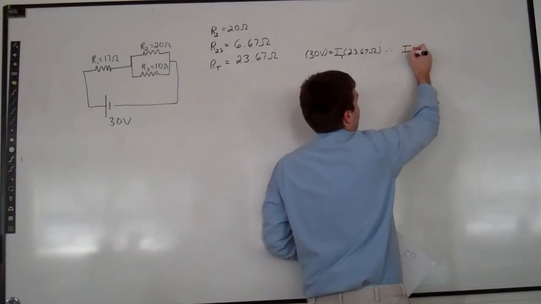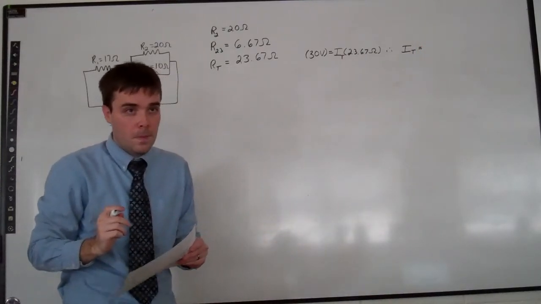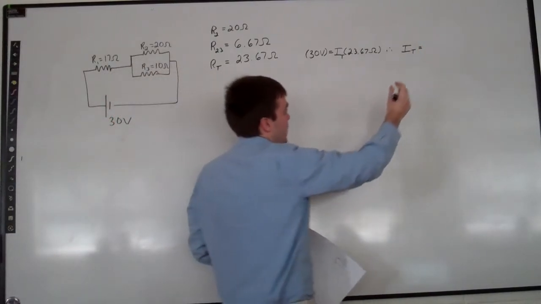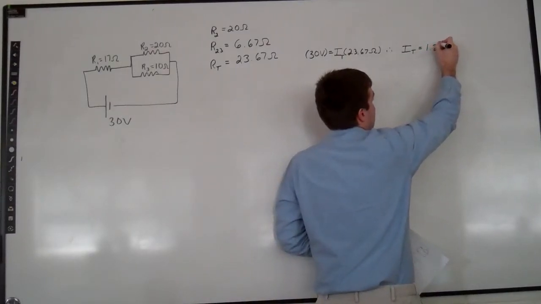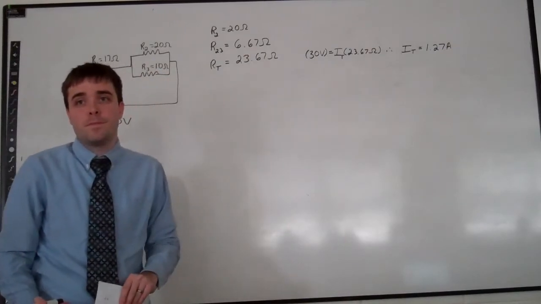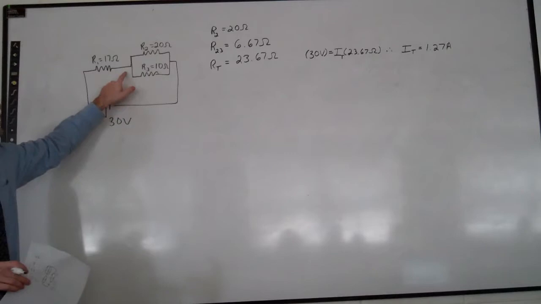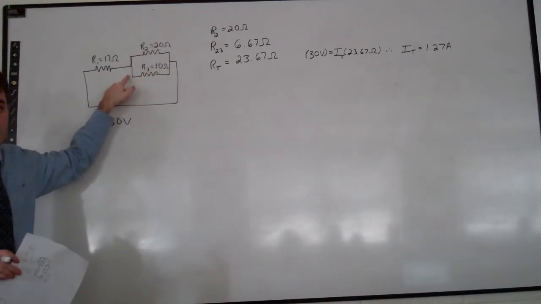So we've got IT equals what? 1.27 amps. Alright, everybody okay with finding IT there? Yes. Okay, now we need to find the voltage drop across R2 and 3.